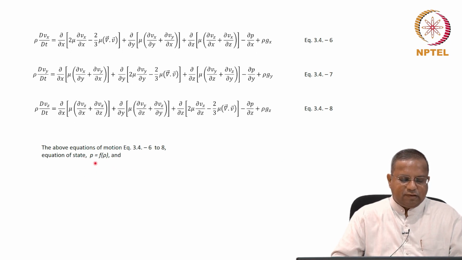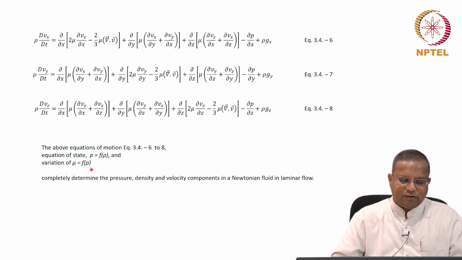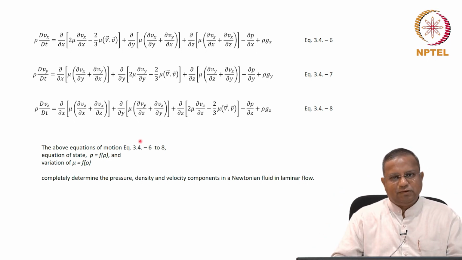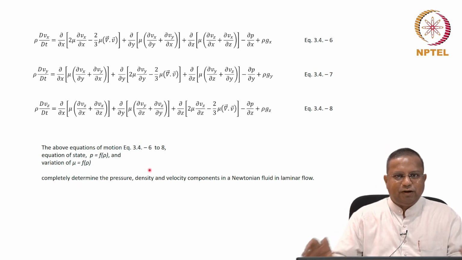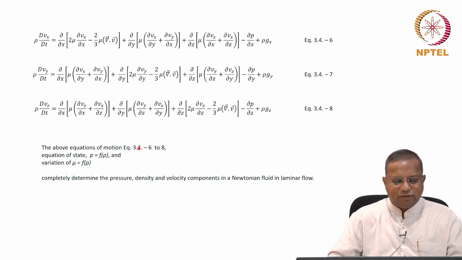So these above equations of motion, and the equations of state, the relationship between P, V and T, or P as a function of rho, and the variation of viscosity with density, completely determine the pressure, density and velocity components of a Newtonian fluid in laminar flow. Okay. Just remember this is for some sort of a big picture. If you understand that, it is fine. Otherwise, just keep it in your mind. At some point in time, this will become clear to you, much after you get into the field and so on. Just remember this.